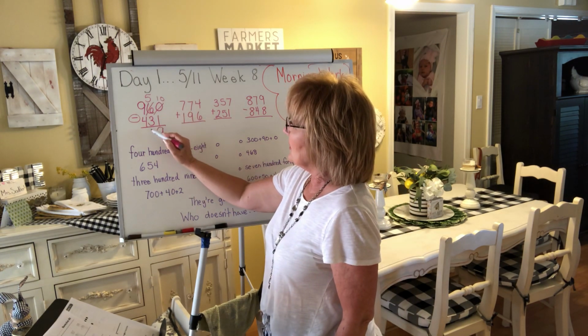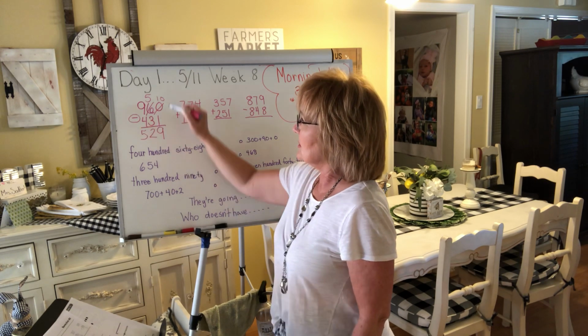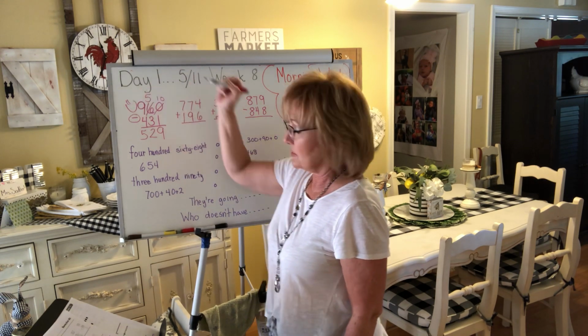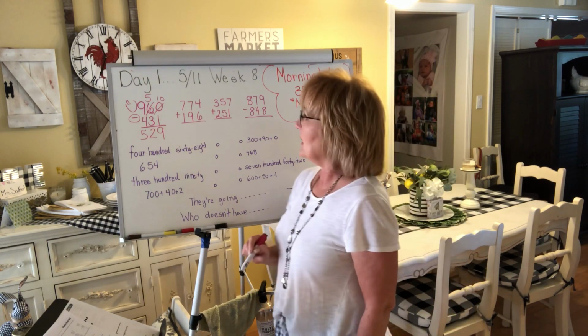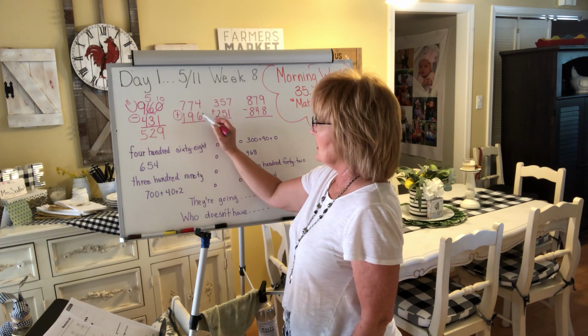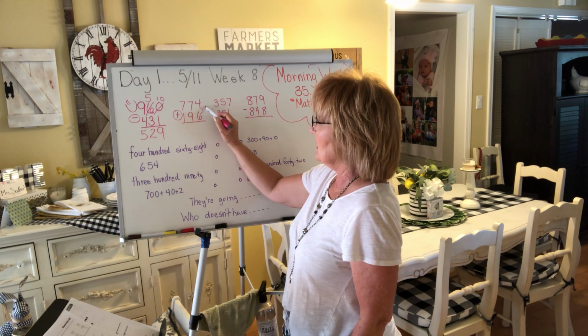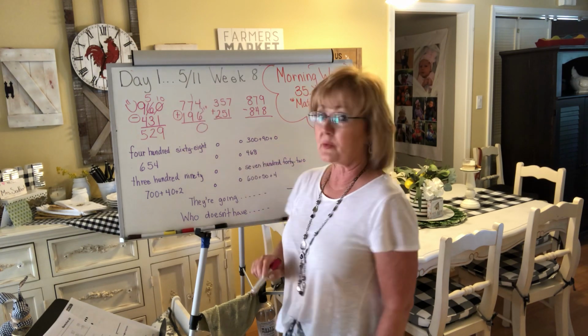5 take away 3, we're good to go. And 9 take away 4. So you should have gotten 529. If you did, great job. If not, go ahead and fix it. Here we have addition. So it's 6 and 4 makes 10, correct? We put the 0, carry the 1 right next door.